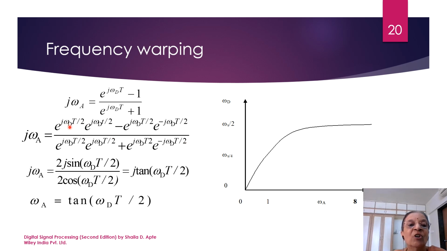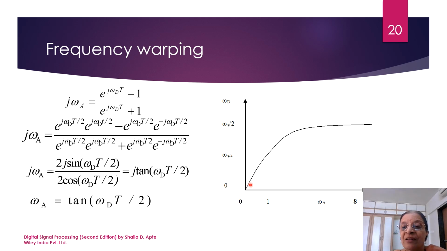In this case, e raised to j omega d T by 2 comes as a common factor, so it will be cancelled out. In the numerator, you will have e raised to j omega d T by 2 minus e raised to minus j omega d T by 2, divided by e raised to j omega d T by 2 plus e raised to minus j omega d T by 2. But e raised to j omega d T by 2 minus e raised to minus j omega d T by 2 is nothing but 2j sin omega d T by 2. And with the plus sign, I'll have twice cos omega d T by 2. So it becomes j tan omega d T by 2. j will cancel on both sides. So omega a maps onto tan omega d T by 2.